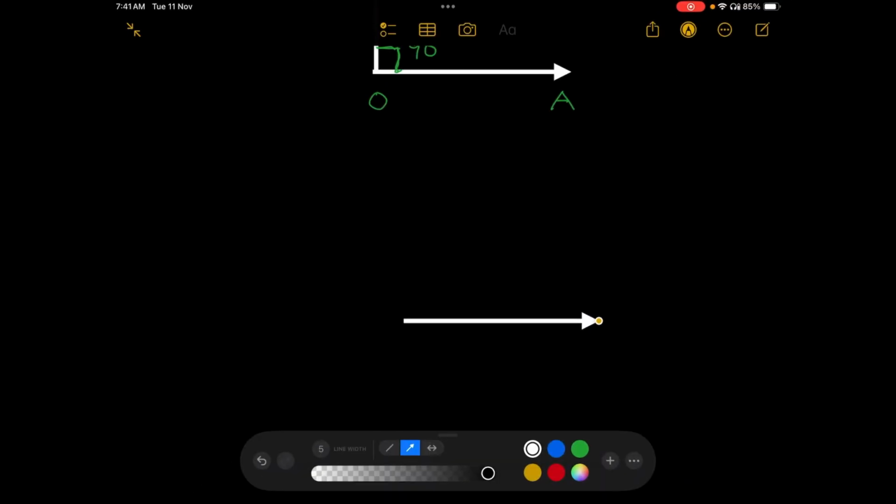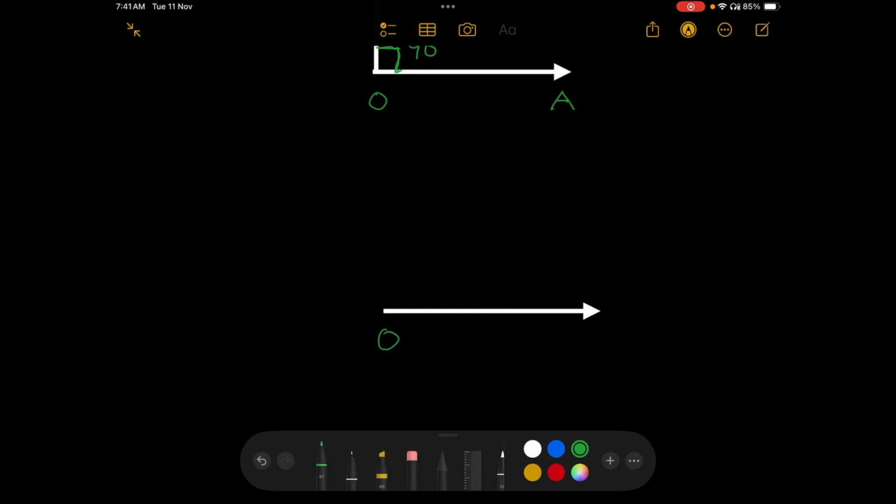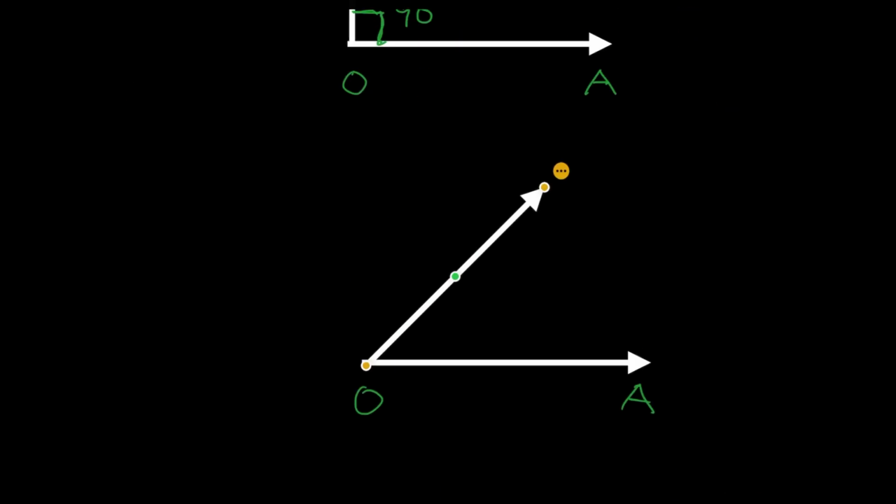Now, this is the initial ray OA. Now it is making a 90 degree angle. It is exactly perpendicular to it. Now if I further rotate it in the anti-clockwise direction, this angle is more than 90. Then we say that it is an obtuse angle. It is called an obtuse angle.